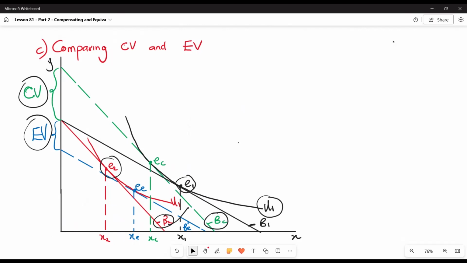Now, on the other hand, the equivalent variation determines how much income would have been taken away at the original prices to do equivalent damage to the consumer's welfare, as does the price change. Now, finding the equivalent variation involves shifting budget line B1, which is the original budget line, whose slope is the initial price ratio. This is all that we have on our lesson on compensating and equivalent variation.